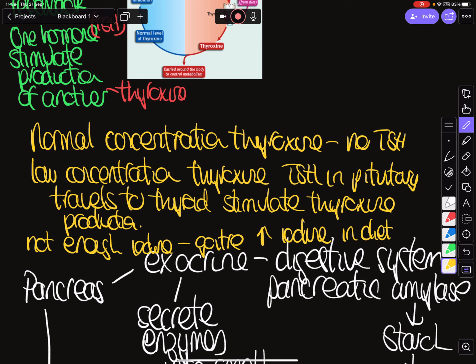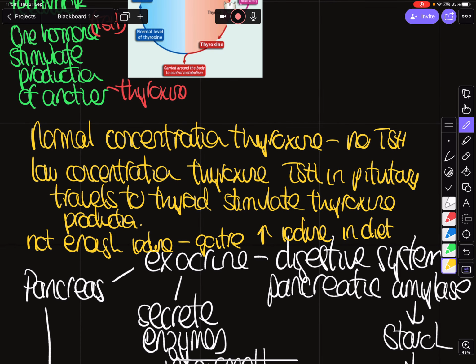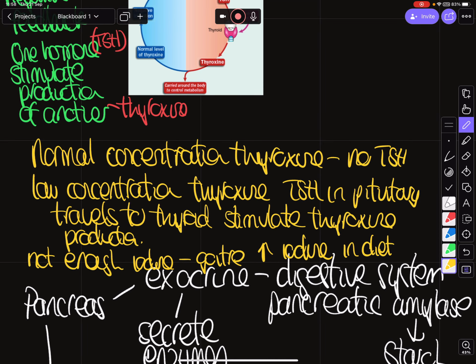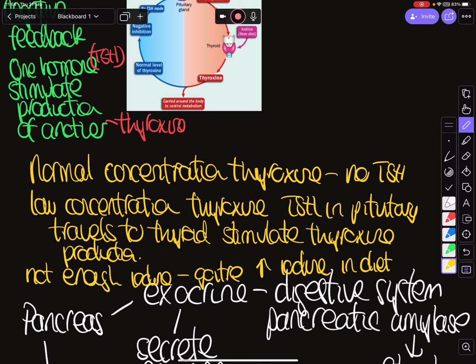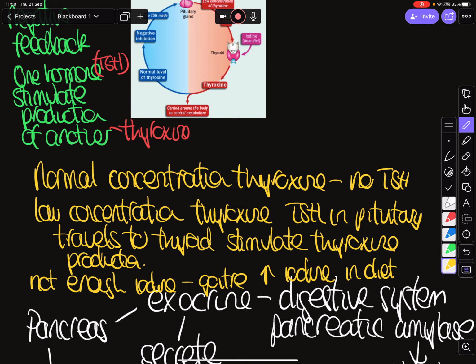Okay, so your pituitary and your TSH don't know there's not enough iodine, so they're going to keep making thyroxine, and as we said, we will end up having to input iodine in our diet to get the thyroxine out of our thyroid and able to work. Once the thyroxine is used up, we go back to normal concentrations of thyroxine. That's our negative inhibition. We get no TSH made.